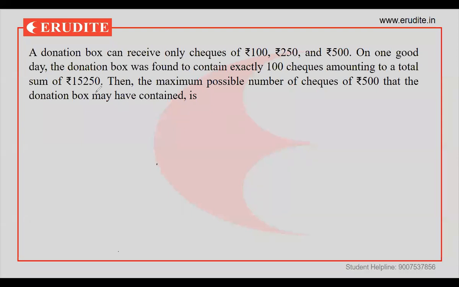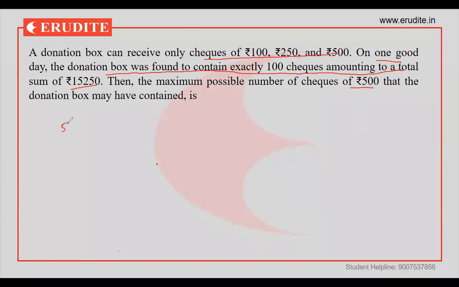Hello everyone. So we are going to discuss this question. This question came in CAT 2022, slot 3. What they're saying: a donation box can receive only checks of 100, 250 and 500. On one good day, the donation box was found to contain exactly 100 checks amounting to a total of 15,250. Then the maximum possible number of checks of 500 that the donation box may have contained.